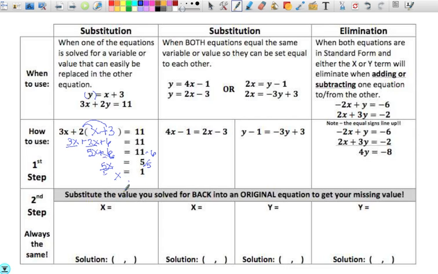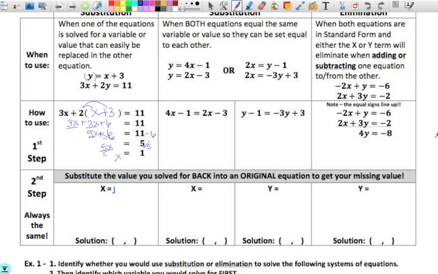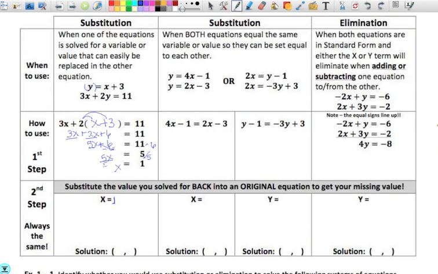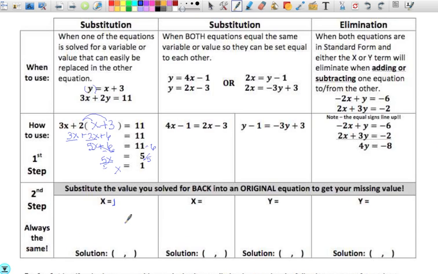So x equals 1. And then we're going to plug it back in, because remember, substitute the value you solved for back into an original equation to get your missing value. We are not done here. The answer is not x equals 1, because I have got to find both values in order to solve the system. So I'm going to plug it back into this original one since it's easy.